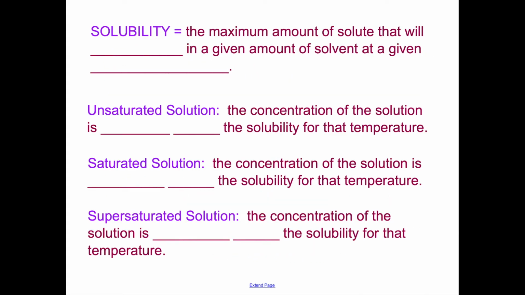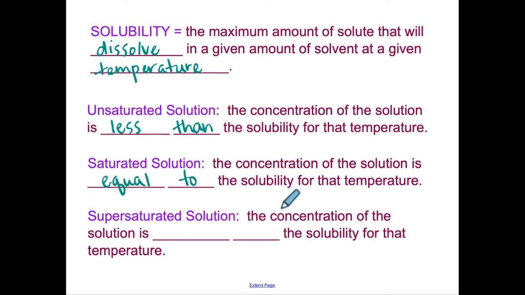The definition of solubility: the maximum amount of solute that will dissolve in a given amount of solvent at a given temperature. In an unsaturated solution, the concentration of the solution is less than the solubility for that temperature. If the solution is saturated, the concentration is equal to the solubility for that temperature. And if the solution is supersaturated, the concentration is greater than the solubility for that temperature.